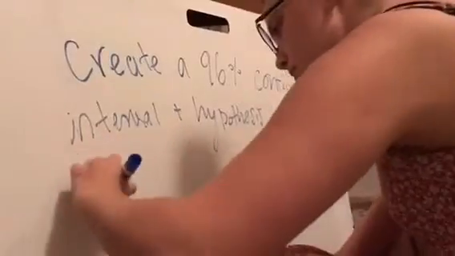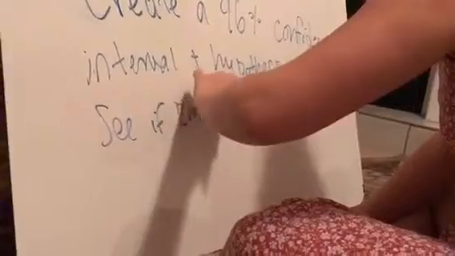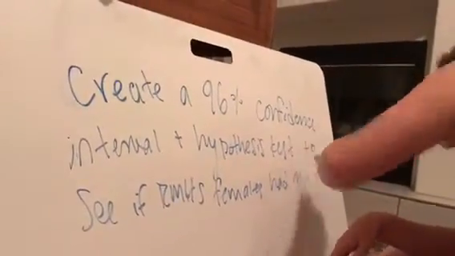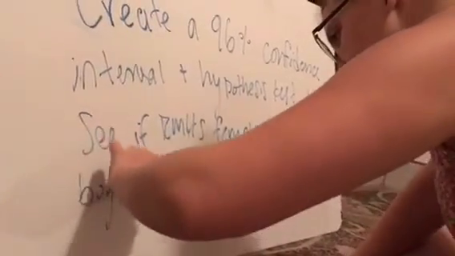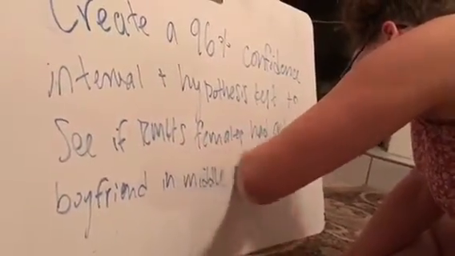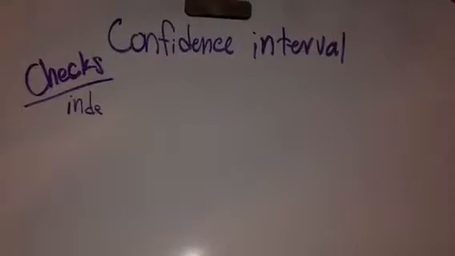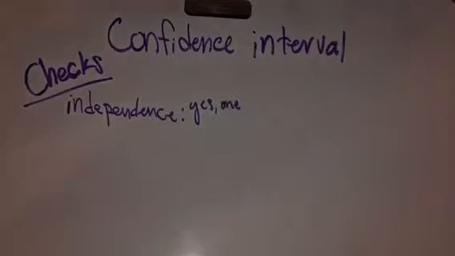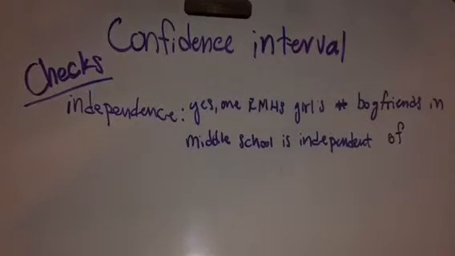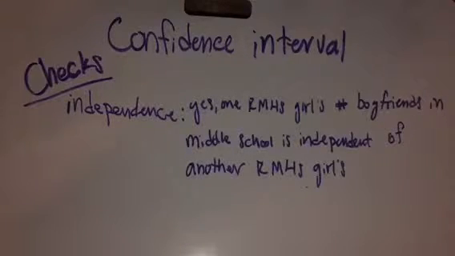Create a 96% confidence interval and a hypothesis test to see if RMHS female students had only one boyfriend in middle school. The first check we have is independence. Yes, we do have independence because in RMHS, female students' number of boyfriends in middle school is independent of another RMHS female student's number of boyfriends in middle school.